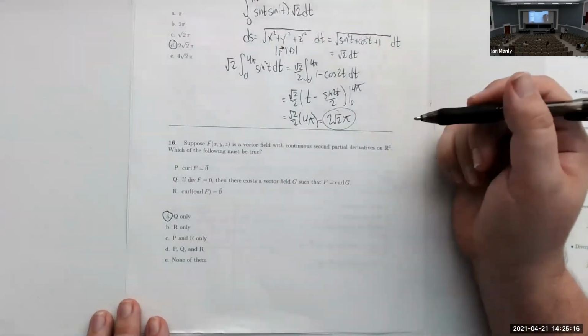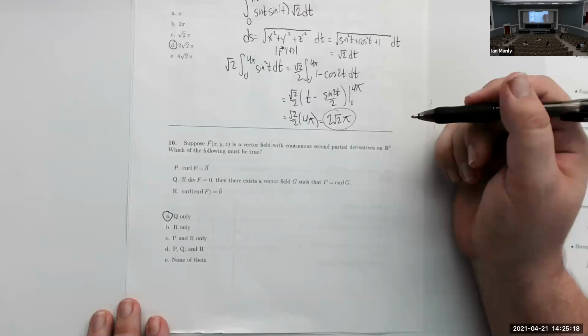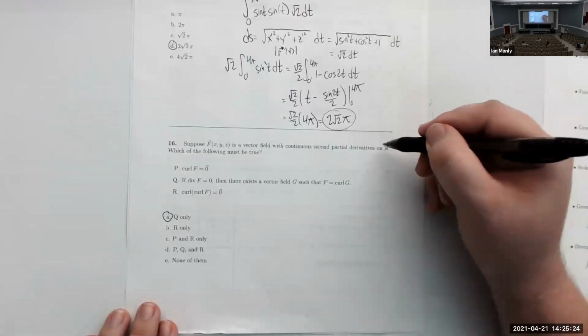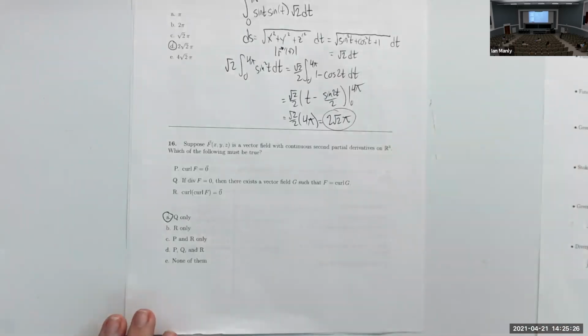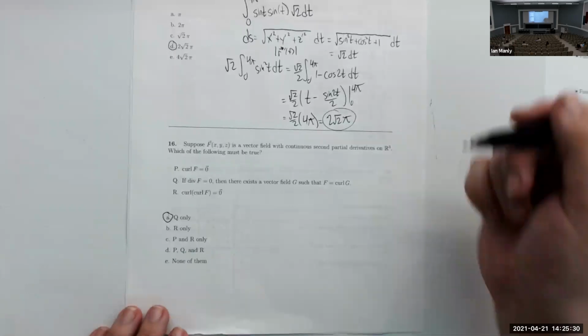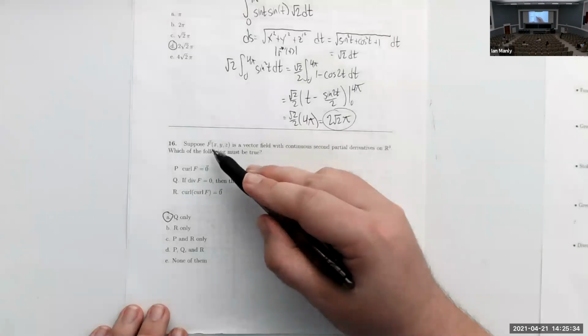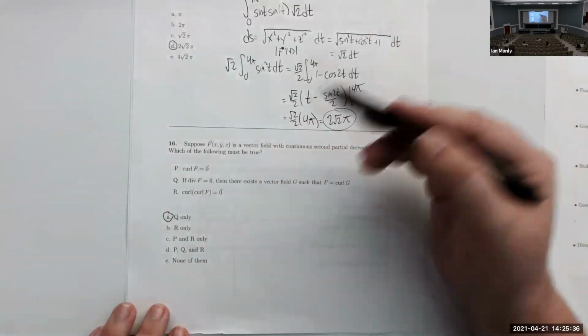All right, this is one of those which-of-the-statements-are-true questions. Suppose F is a vector field with continuous second partial derivatives defined on R3. And remember, R3 is a simply connected open and closed region. Which of the following must be true? Remember, this is just a generic vector field. We don't really know anything about it. We don't know its formula. It doesn't say it has any special properties.